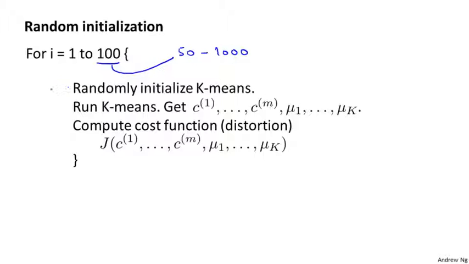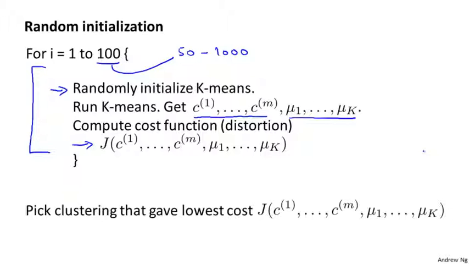So what that means is we would randomly initialize k-means, and for each of these 100 random initializations, we would run k-means, and that would give us a set of clusterings and a set of cluster centroids. We would then compute the distortion j, that is, compute this cost function, on the cluster assignments and cluster centroids that we got. Finally, having done this whole procedure 100 times, you will have 100 different ways of clustering the data. Out of these 100 ways, just pick the one that gives us the lowest cost, the lowest distortion.